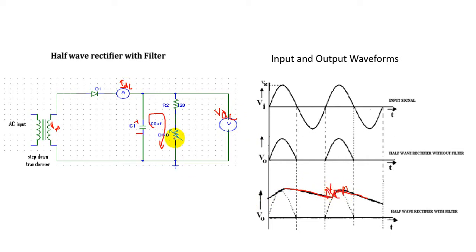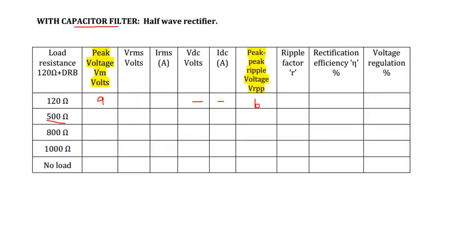So again, increase your resistance to 800, then 1000, and note down the same values: VDC, IDC, peak to peak ripple value. So all these have to be tabulated. Then finally, remove the load resistance and take down the no load value. So once everything is noted, we are going to calculate the performance factors.